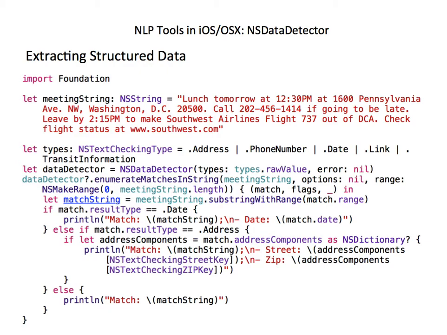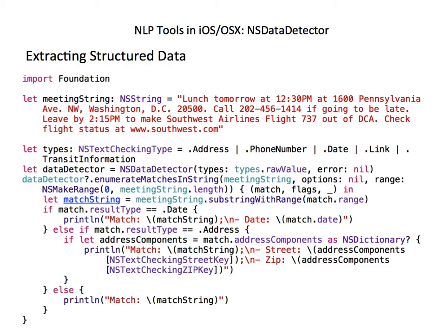For detected dates, we want to convert the date string, which could be in a variety of formats, into an NSDate object. To do this, we just need to check if the result type is a date, and then we can use the date property of the NSTextCheckingResult object.